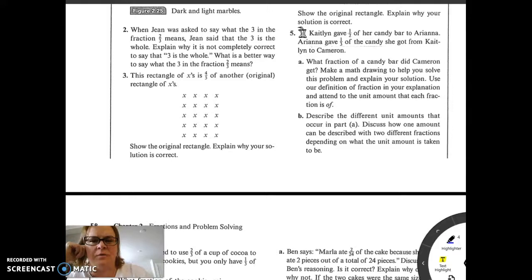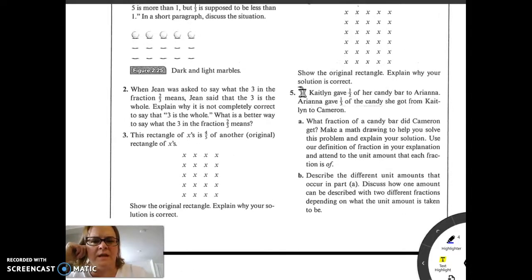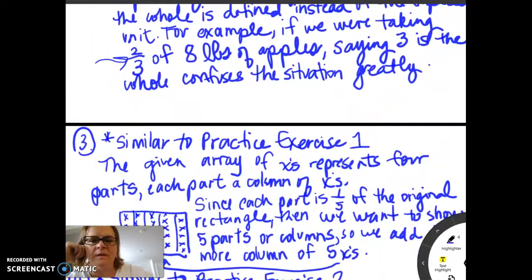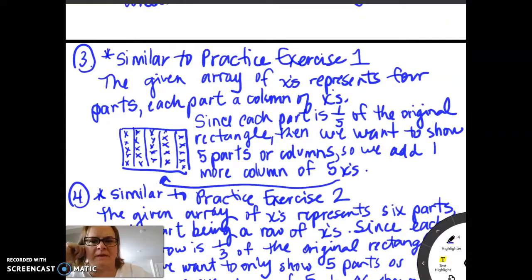And so you have to figure out what the original rectangle looked like, and then explain why you think your solution is correct. So this problem and the next one are very similar to the practice exercises 1 and 2.